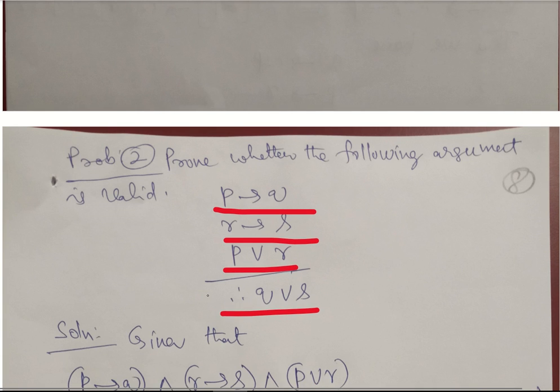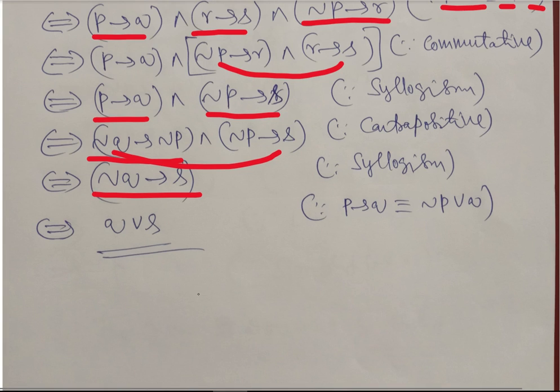So what do we have to prove? We have to prove Q or S, but I have something implied. So I know that there is a relation between implication and the OR symbol. So using this, I will bring back negation Q implies S to Q or S. So this is how it is proved.